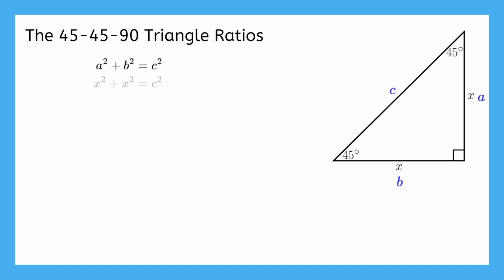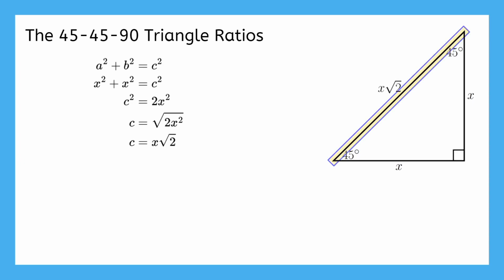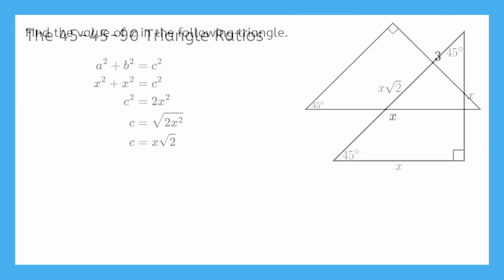Let's consider a and b to be x, and we'll remember that the hypotenuse is c. Now, combine the x squared terms and switch the sides since we're really wanting to know the length c. Take the square root, and we'll simplify it this way. So, this is the length of the hypotenuse. Fortunately, these ratios will hold true for any 45-45-90 triangle. Let's use this to solve some problems.